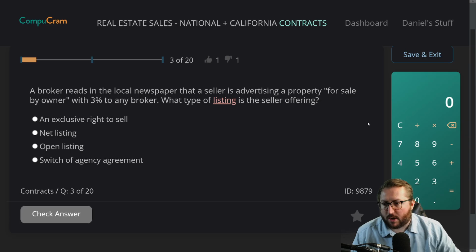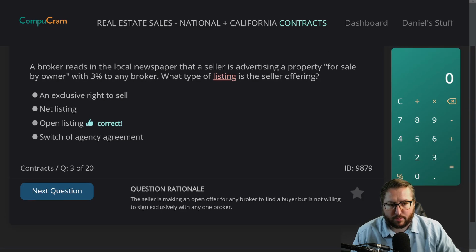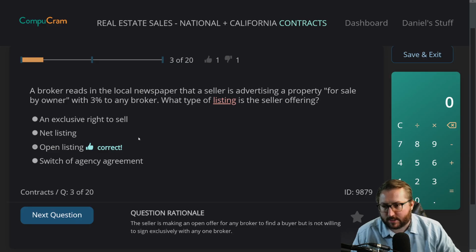Question 3. A broker reads in the local newspaper that a seller is advertising a property for sale by owner with 3% to any broker. What type of listing is the seller offering? A, an exclusive right to sell, B, net listing, C, open listing, D, switch of agency agreement. I think this is an open listing. They're just doing it for any broker, any open broker. We'll see. Correct. Question rationale. The seller is making an offer for any broker to find a buyer, but is not willing to sign exclusively with any one broker. So whoever finds the buyer first gets the 3%.